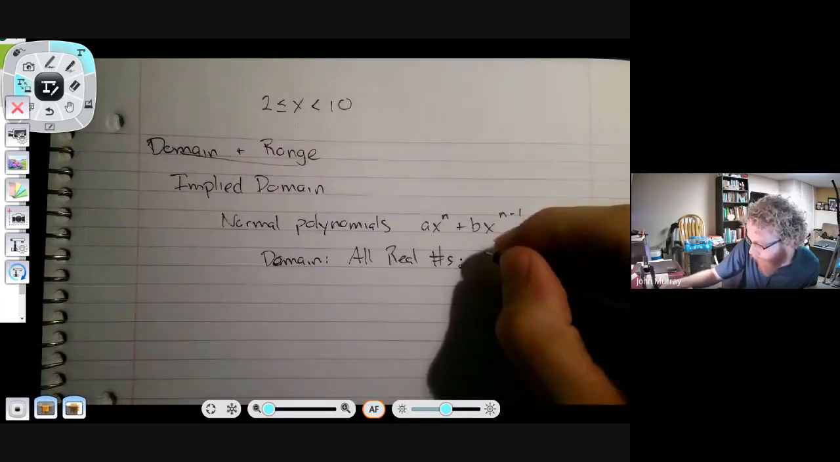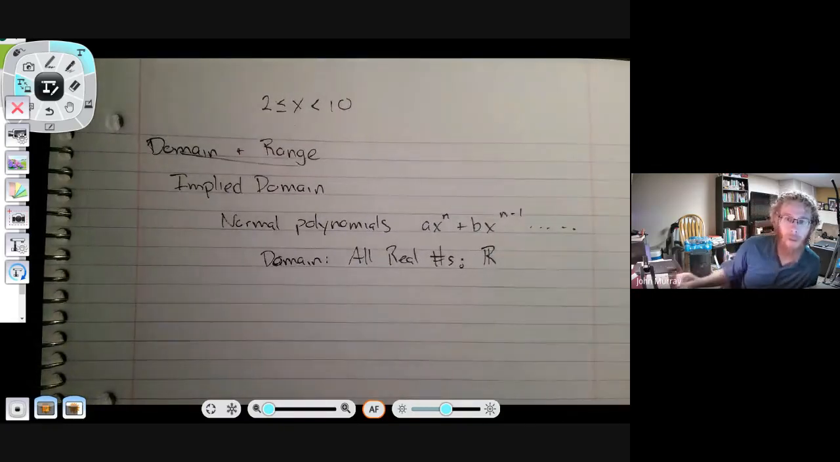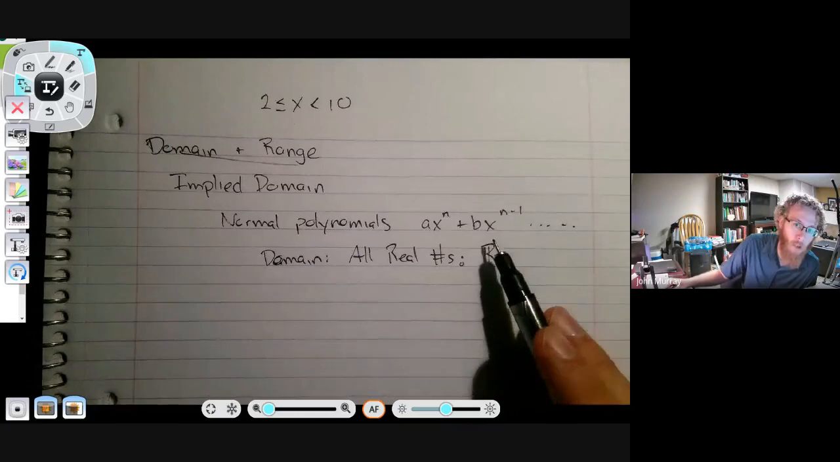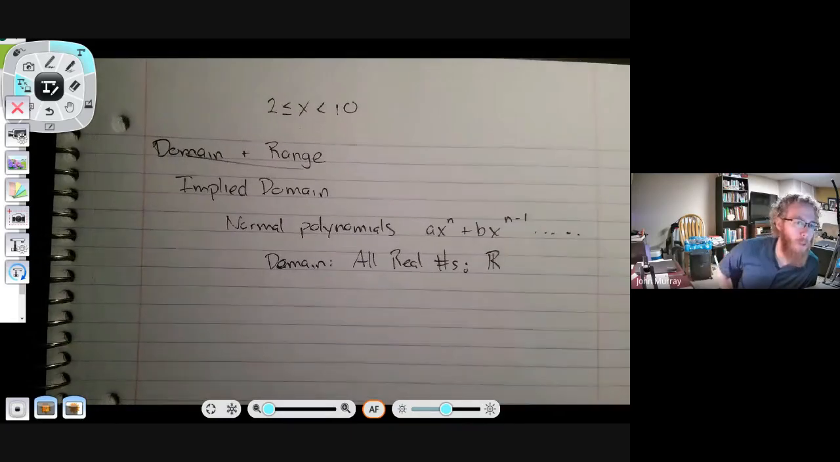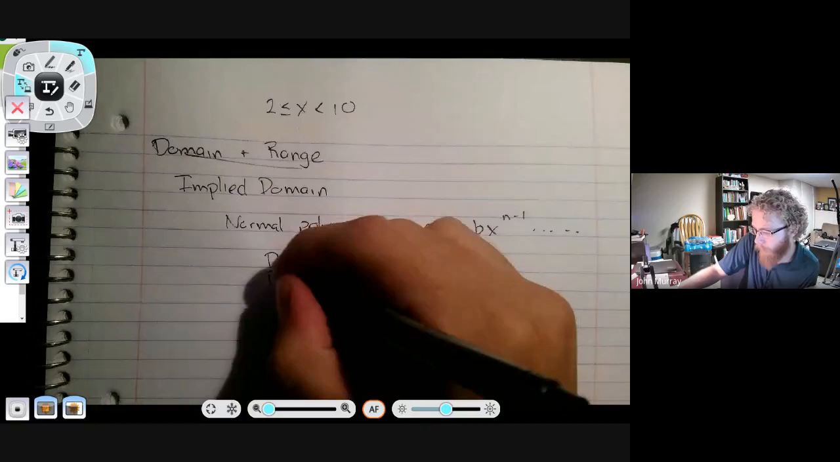That's a lot to write. So what I'm going to use from now on is this symbol. It's an R with an extra line in it. That means all real numbers. Now the range, it depends on our function.